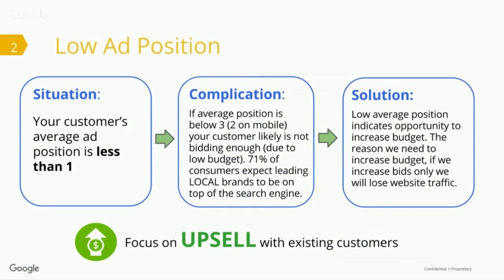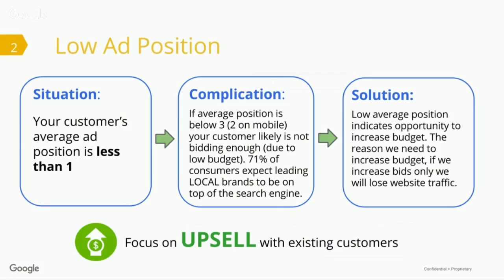So situation, you have a client, you have a customer, their average ad position is less than 1. This becomes really important, especially for mobile, because the complication is if your average ad position is below 3 or 2 on mobile, because it takes up a lot of that top of the scroll on mobile, then you're likely not bidding enough. So you're not bidding enough per keyword, which means that your budget's probably not big enough.